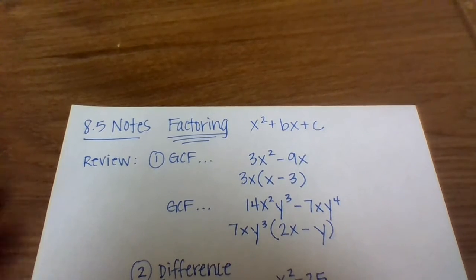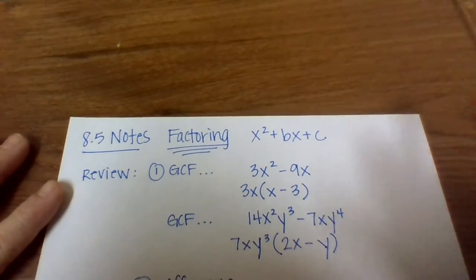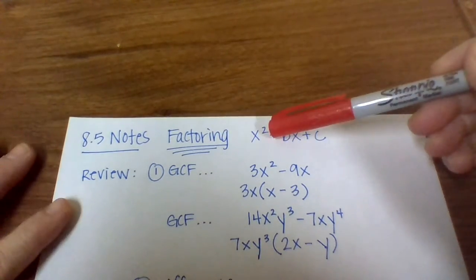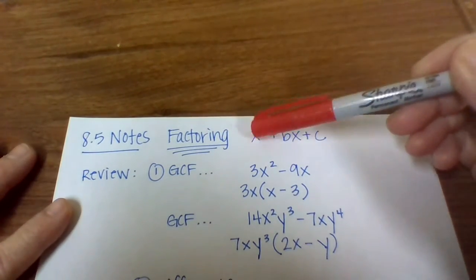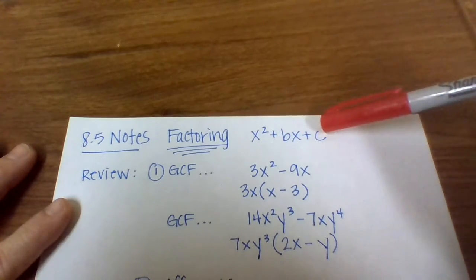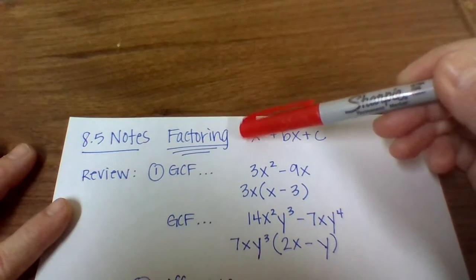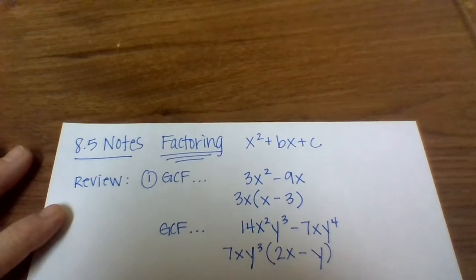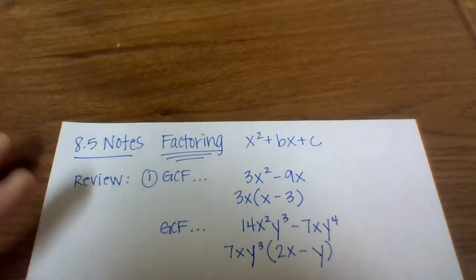Okay, let's start the 8-5 notes. First thing I'm going to do is, in the 8-5 notes, we're going to be factoring things that look like trinomials, just trinomials, x squared plus bx plus c, that have no number out front. But first, I'm going to review some of the other factoring techniques that we've done before.